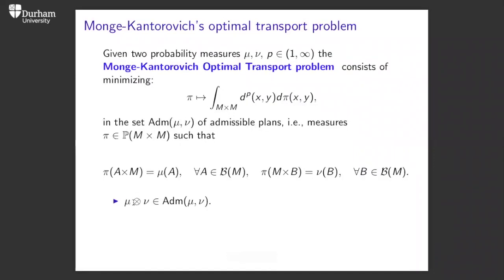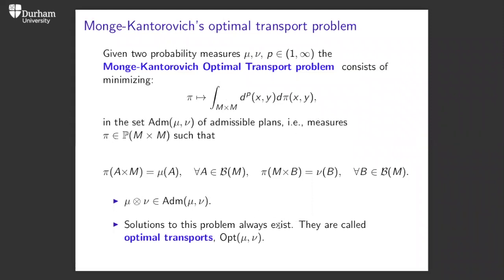This problem has nice things. For example, the set of admissible plans is never empty. I always have at least the product measure between them. And solutions always exist. Solutions exist because this functional is linear, and the set of admissible plans is compact with respect to the narrow topology. So we can always minimize this. And the solutions are called optimal transports and are denoted like this.